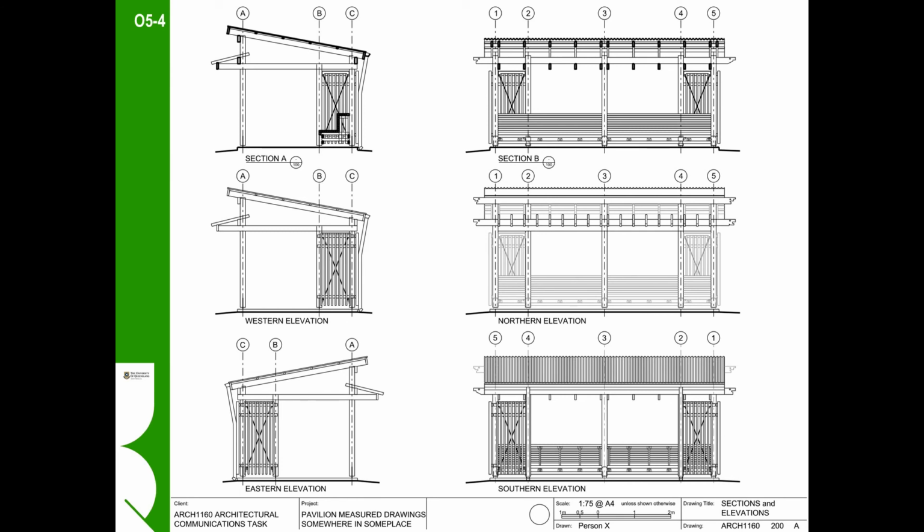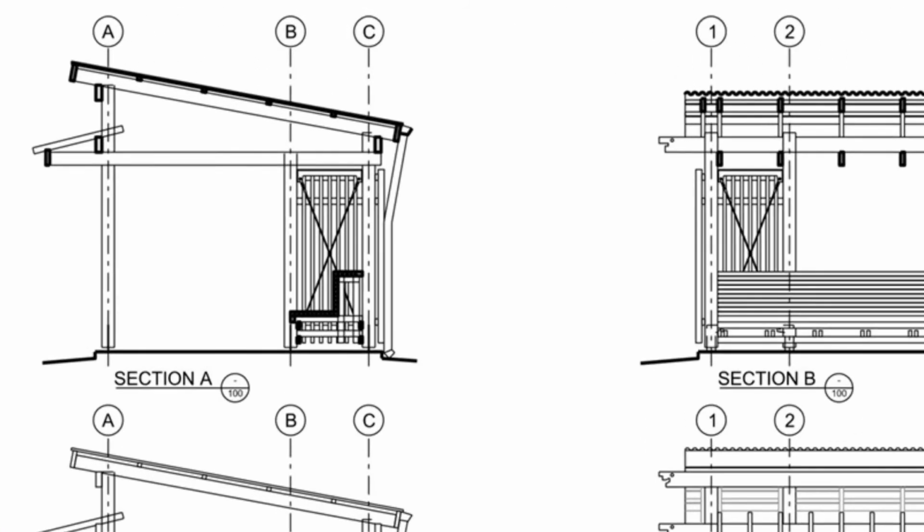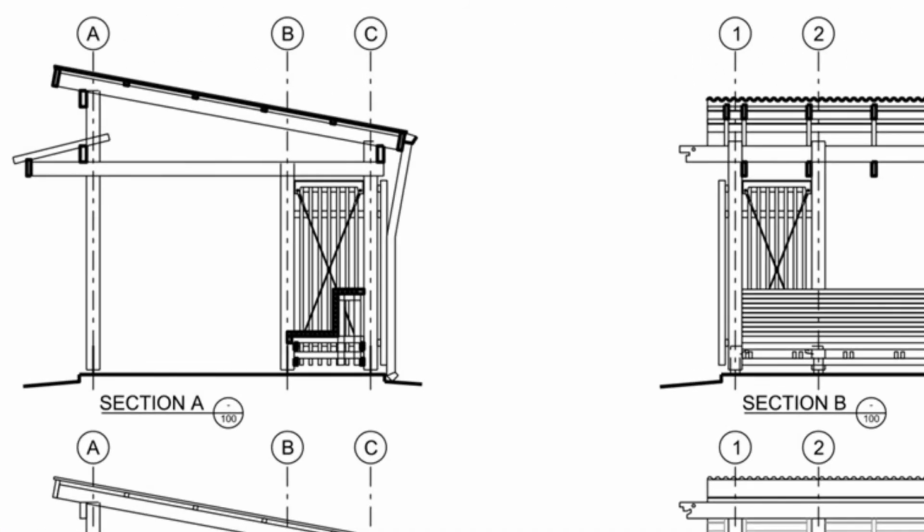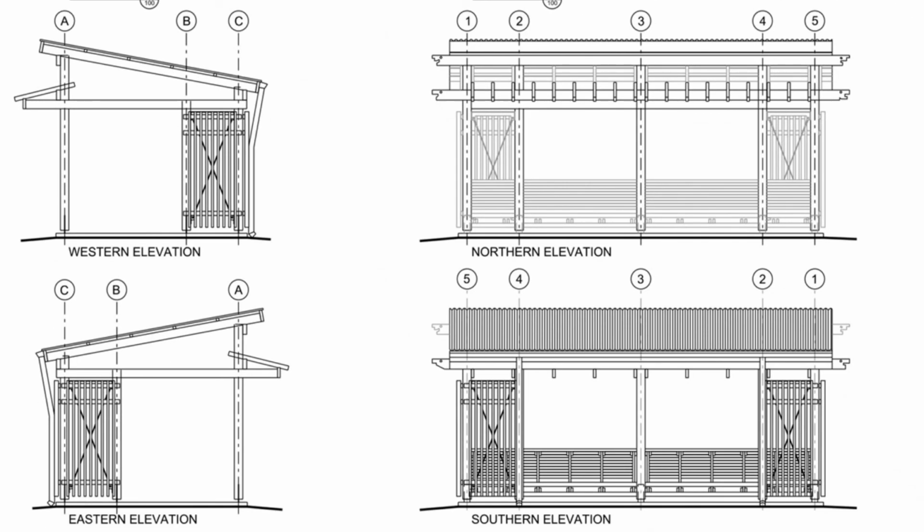If we also have a look at the section title, you can see that the section cross-refers back to the plans to show on what sheet the section cut is indicated. The elevations are also labelled according to their orientation as per the north point on the plans.